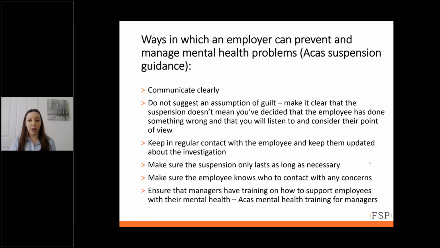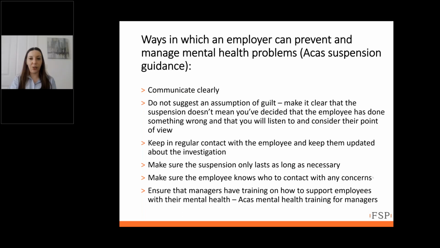Make sure the suspension only lasts as long as it needs to. Make sure the employee knows who they can contact if they have any concerns. And I'd also be making sure that they know who to contact for additional support as well, both internally and externally. And if that support is needed, I'd be encouraging them and really helping them to seek that support. And finally, ensure that managers have training on how to support employees with their mental health, both in these circumstances as well as generally. And there is ACAS training on mental health for managers, which can be accessed online, which might be useful.